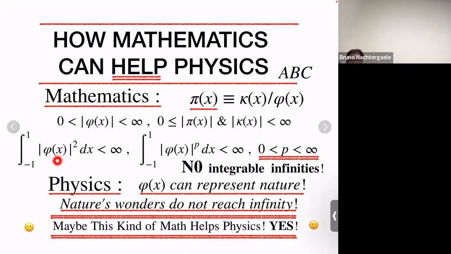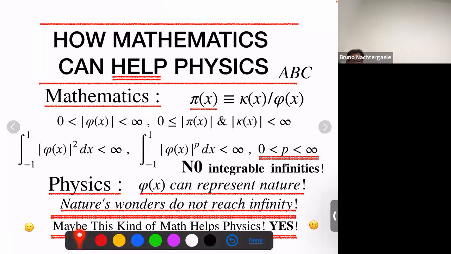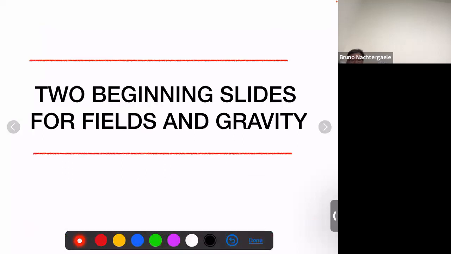And here we have the integration again, which is finite, and for power p, any positive power will have a finite integration because of this fact here. So there are no integrable infinities there. Phi of x can indeed represent nature. Nature's wonders do not reach infinity. Maybe this kind of help. Can math help physics? Yes is the answer.